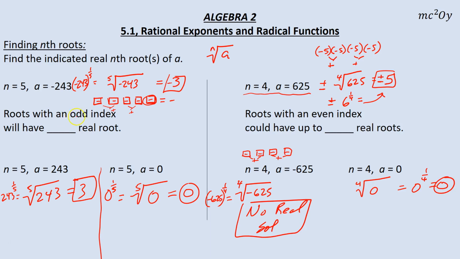Okay, so looking at this, roots with an odd index, a 5, a 3, a 7, a 9, are going to have one real solution. Whereas roots with an even index, 2, 4, 6, 8, 10, could have up to, well, notice we had 1, we had none, we had 2. We could have up to 2 real solutions, or real roots. Some info for us there.